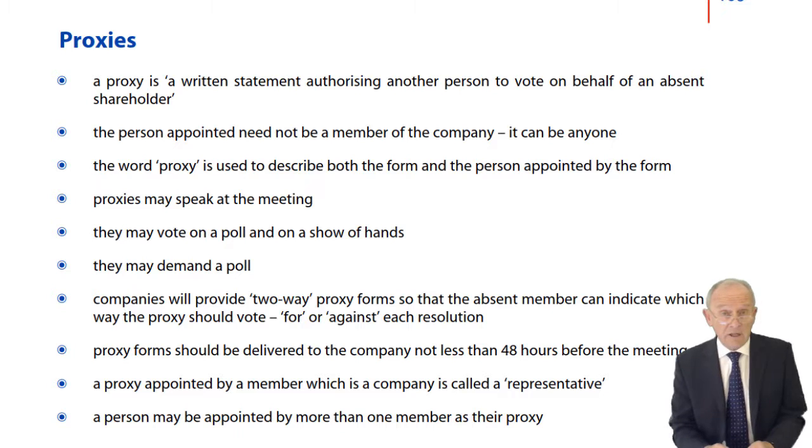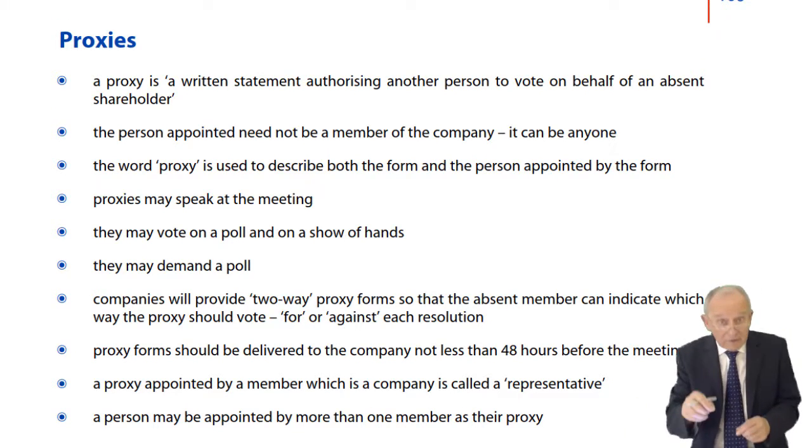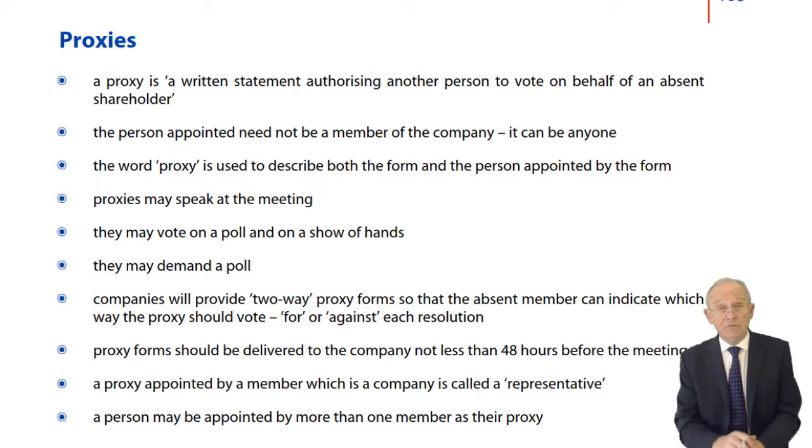And if they don't indicate which way they want to vote, then that person can vote any way that the proxy feels they want to vote. That actually may be contrary to the wishes of the member. But that's the fault of the member. They should have specified whether they wanted to vote for or against.